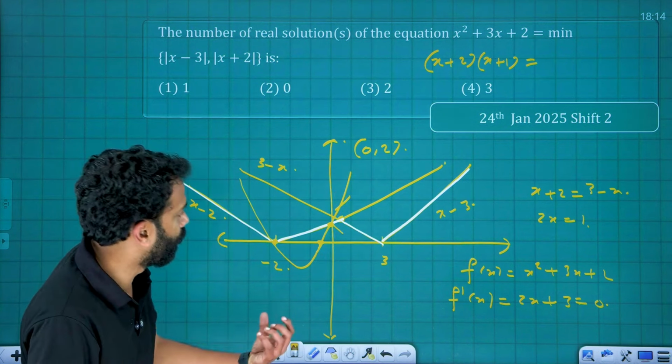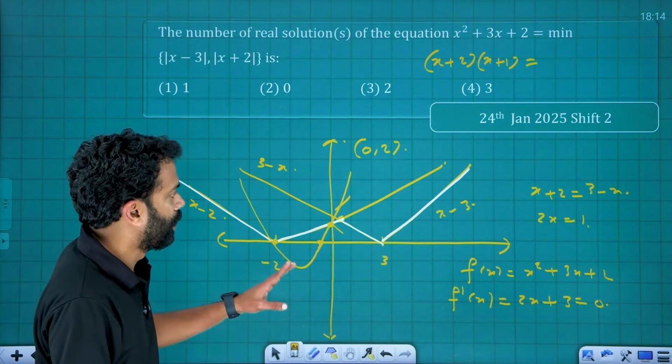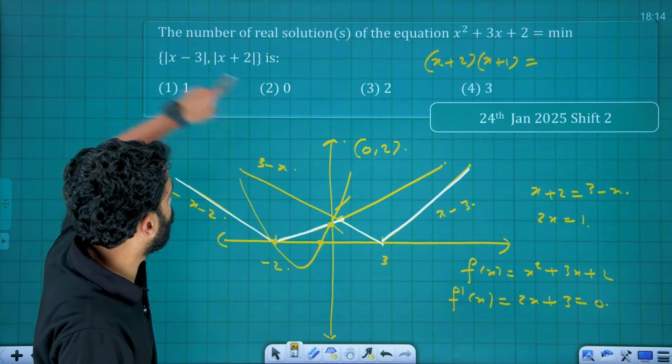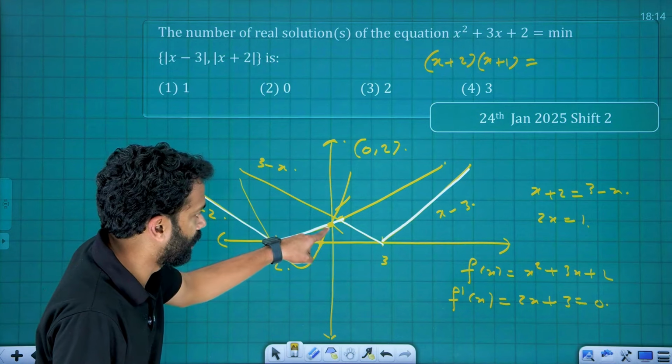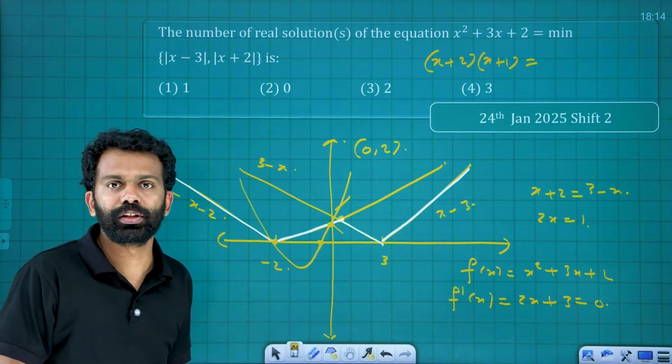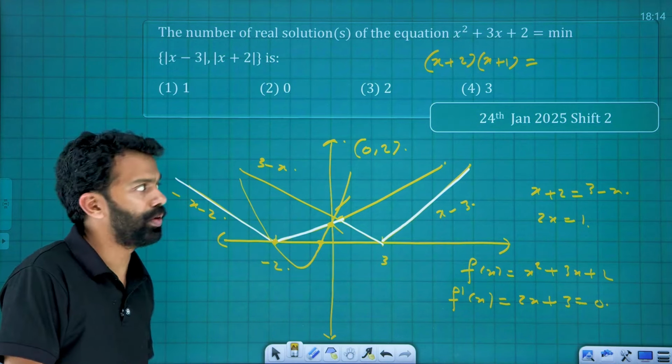So, how many points does the parabola cut the corresponding minimum value of these two modulus? 2 points, right? One is among here and one is among here. Therefore, how many solutions are here? 2 solutions are here.